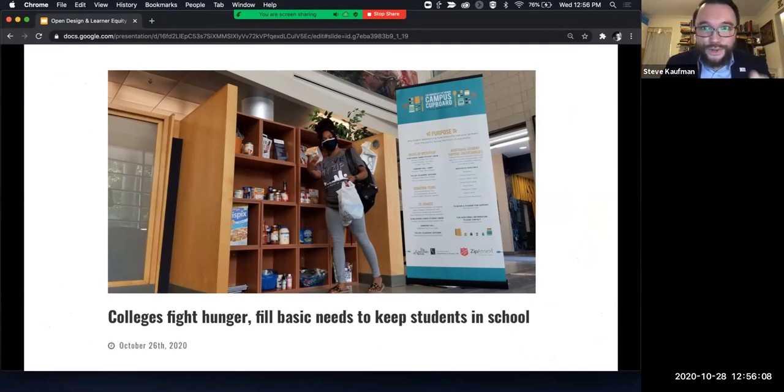I saw this article come through my university press yesterday. Look at this date, October 26th. Colleges fight hunger, fill basic needs to keep students in school. I mean, 10 years ago, there were just a handful of university food bank programs. Now there's well over 500. So there's a lot of things weighing on the students. At no point did the students say in that video, these textbooks are worthless. They understand the value, but they also understand that maybe rent comes first. Maybe feeding myself comes first.